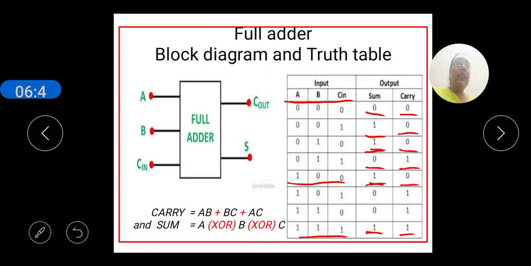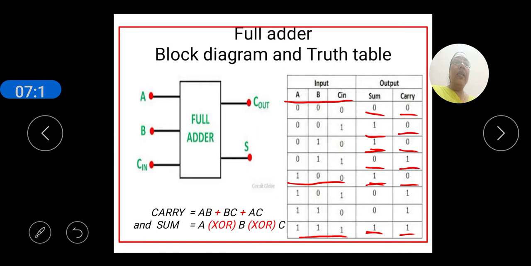So you can easily draw the circuit for sum. The sum output is 1 when you have an odd number of ones in the input. So it is a special case of an exclusive OR gate. So sum is A exclusive OR B exclusive OR C. So now you know the circuit for sum.